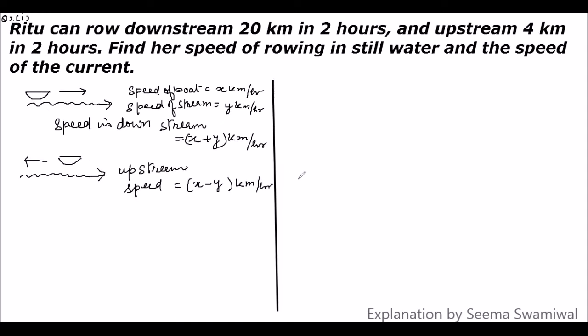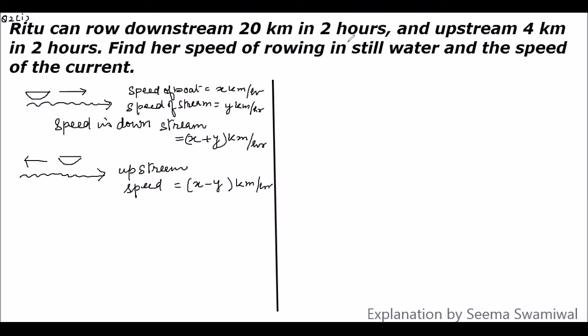This understanding is a must while you are solving the questions of downstream and upstream. Now, Ritu can row downstream 20 kilometer in 2 hours. So, speed in downstream is this, distance is given, and time is given.